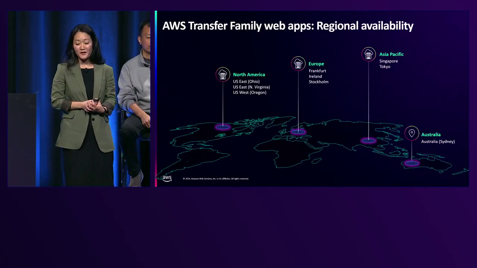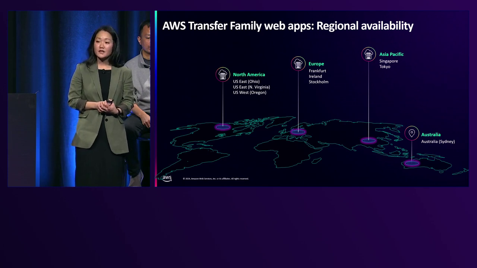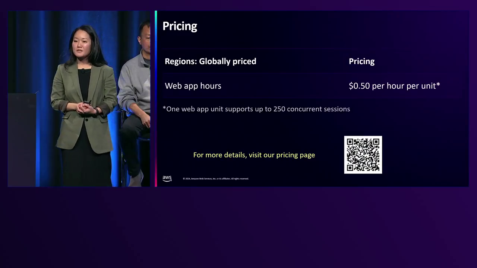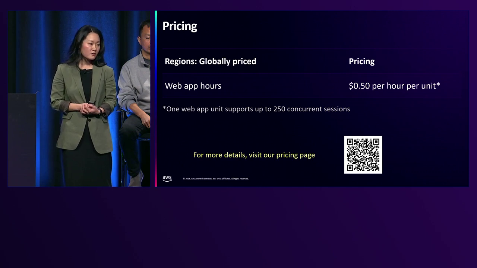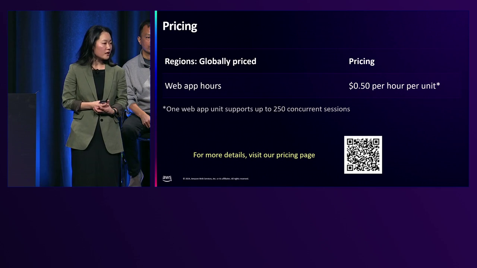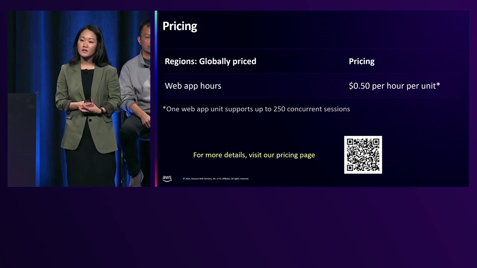In terms of regional availability, web apps are available for your use in these 9 regions that you see on the screen. In terms of pricing, web apps are priced at 50 cents per hour per unit. And we've mentioned units before, but just to clarify, one web app unit can support up to 250 concurrent user sessions. So this means user activity from 250 user logins at a time. And again, this can be adjusted in your web app.